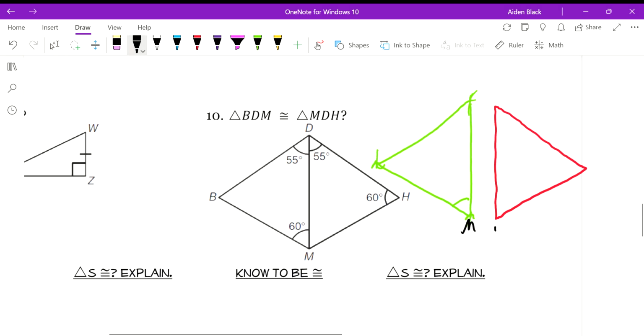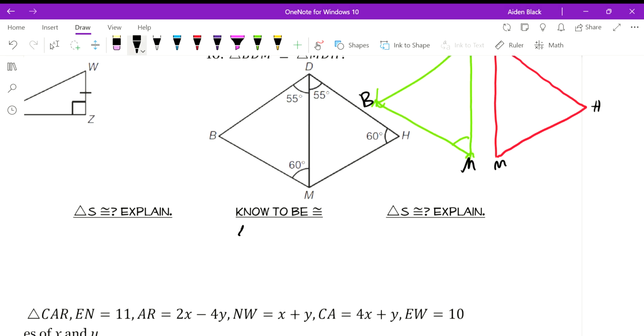M. This one's also M. This is D. This is also D. B here and H. And say angle M is congruent to, as we see here, angle H.